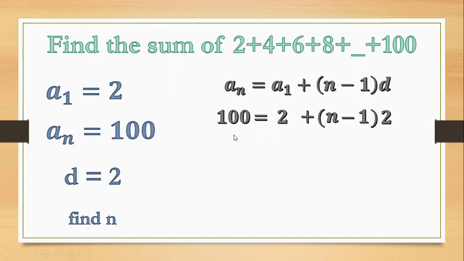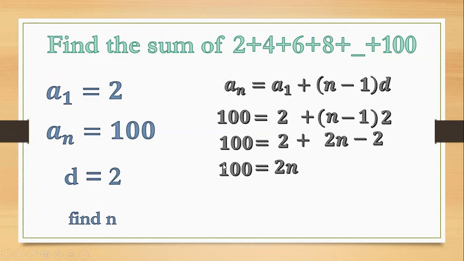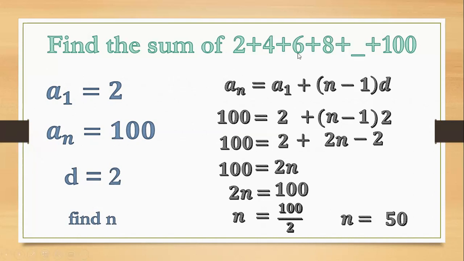So multiply, copy first: 100 equals 2 plus n times 2 equals 2n. Negative times positive equals negative. 1 times 2 equals 2. Combine like terms, 2 and 2. So 2 minus 2 equals 0. So 100 equals 2n. Let's interchange: 2n equals 100. Next, divide. 100 divided by 2 equals 50. So from 2 up to 100, there are 50 terms.